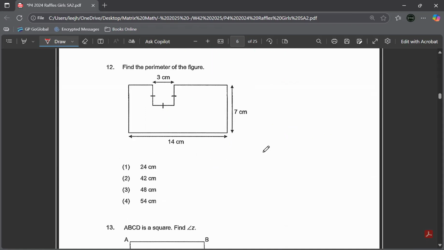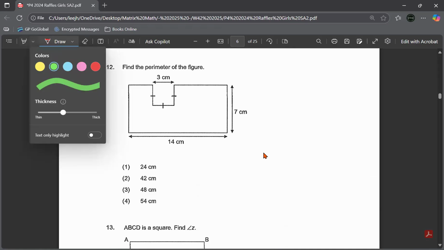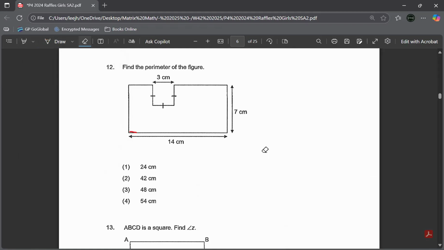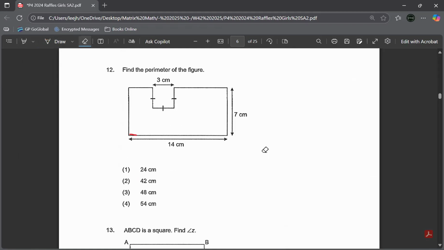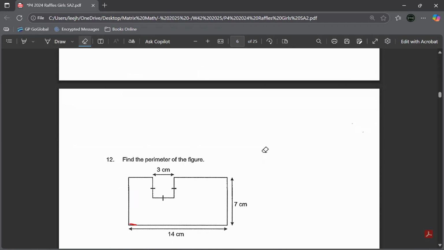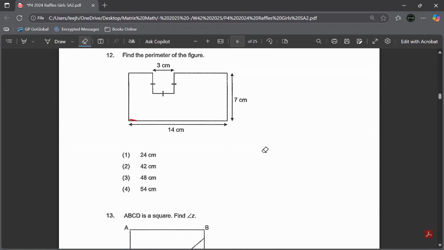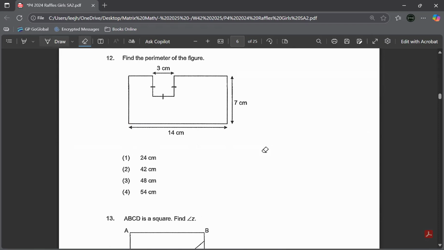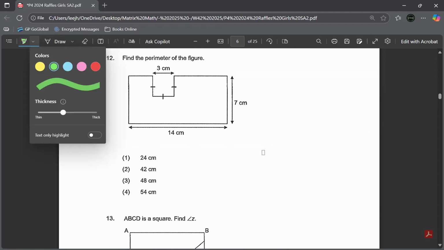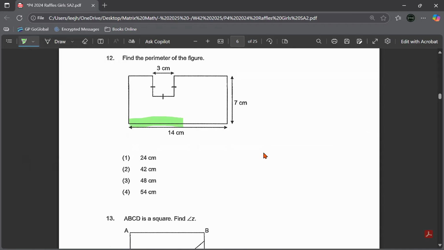Question number 12. Find the perimeter of the figure. This is a composite figure. You can push the perimeter out. I'm going to highlight the length and breadth with two colors. I'm going to use the length as this color. So the length will be green.